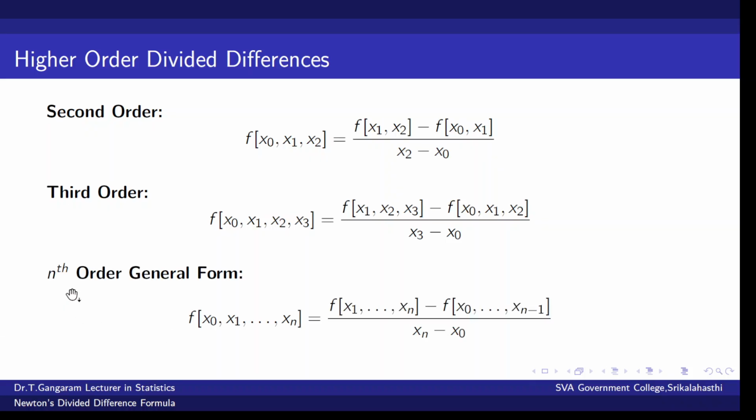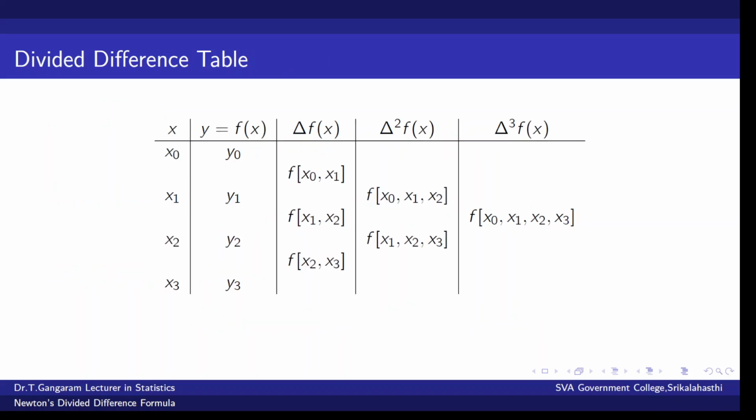Similarly, the nth order general divided difference is given by f of x0, x1, and so on xn, which is equal to f of x1, x2, and so on xn minus f of x0, x1, and so on xn minus 1, like that, divided by xn minus x0. These are the definitions of first, second, third, and higher order divided differences.